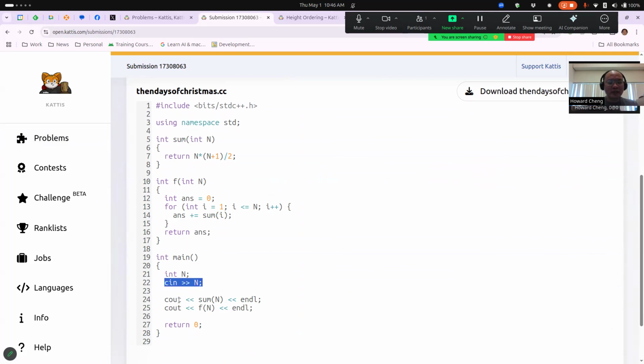So you read in n, and the two things that you want are the sum of the first n numbers, and then I just call it f. Again, you might want to come up with more descriptive names, but if it's a problem as simple as this, I don't usually bother. So what does the sum do? It computes the formula 1 plus 2 plus 3 up to n, which is n times n plus 1 over 2.